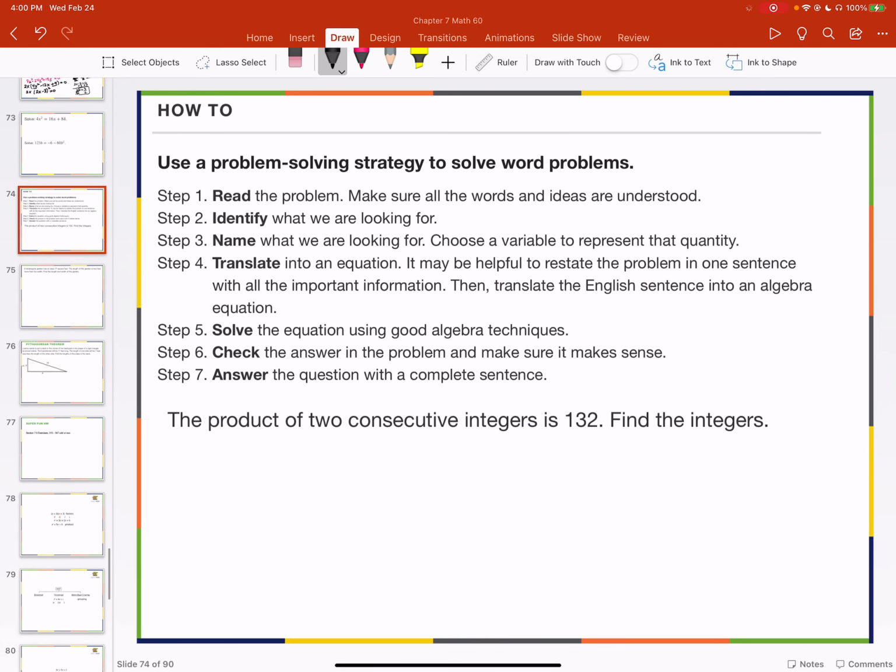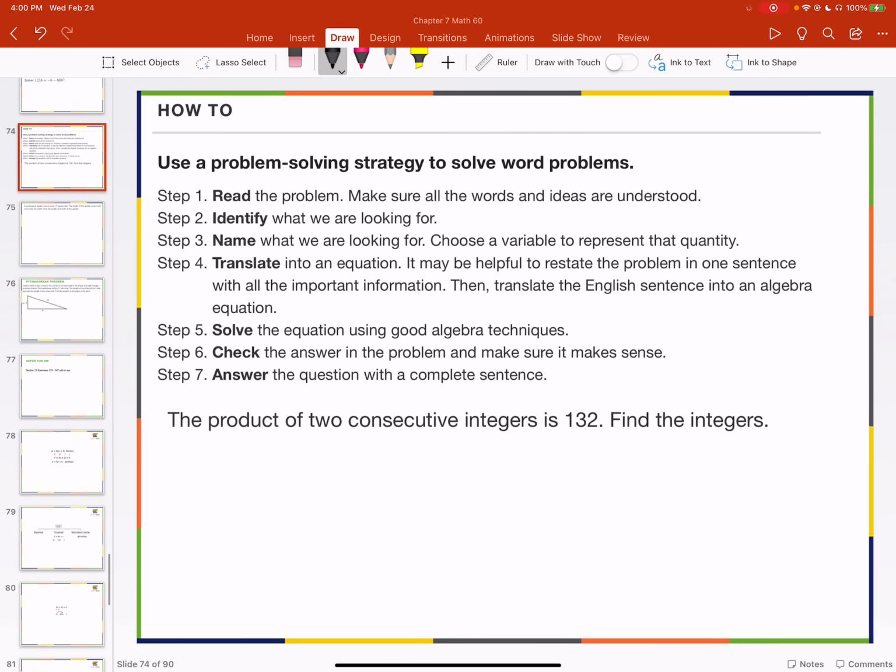Then let's do a couple of application problems, maybe just one or two. Same thing, we can use these strategies now to solve word problems. So we need to, of course, understand the problem, read the problem, identify what we're looking for, name it, choose a variable to represent that, translate it into an equation, solve the equation using algebra, then we check the answer, and then we can finally answer the question, if we would like, with a complete sentence.